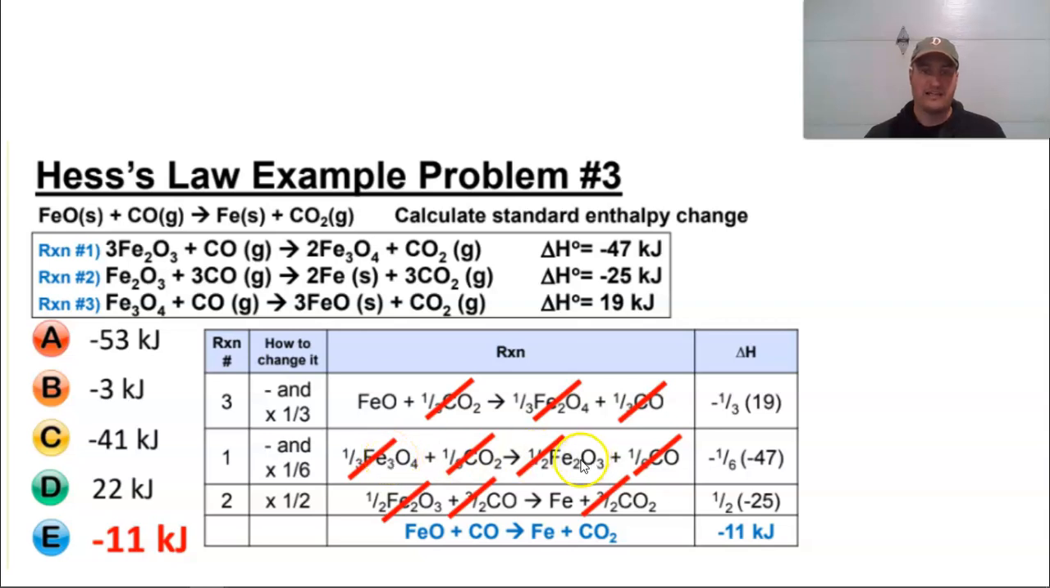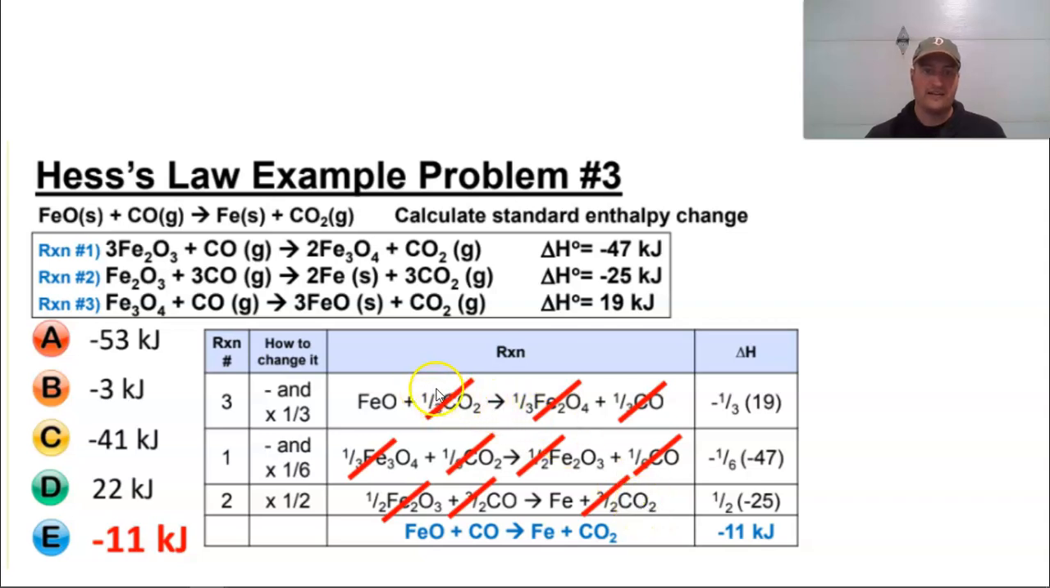I'm going to stick with that idea that now my 1/2 Fe2O3 is on my product side. I need it gone. So I need 1/2 Fe2O3 on the reactant side. And so I'm going to use reaction 2 and multiply it times 1/2. So I've eliminated my Fe3O4. I've eliminated my Fe2O3. Now I need to clean up my carbon monoxides and carbon dioxides.